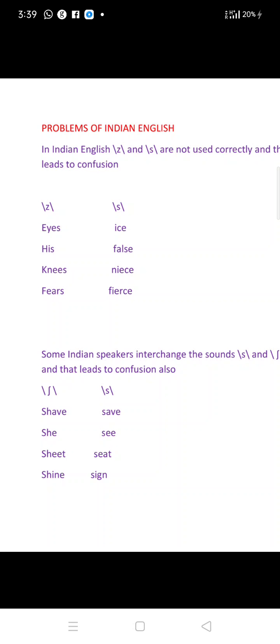Now the sound s, like ice, falls, niece, fears. The first one is fears with z. The second is fears with s. So there is a difference.